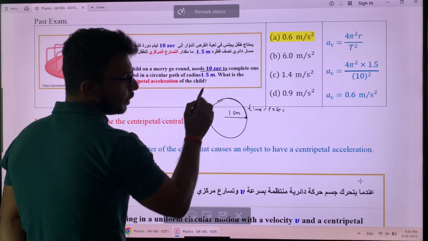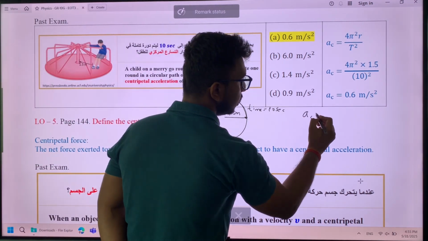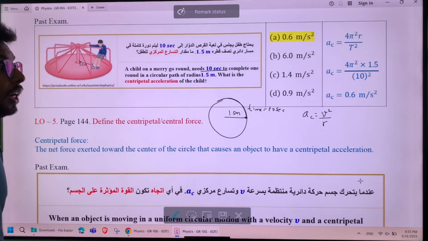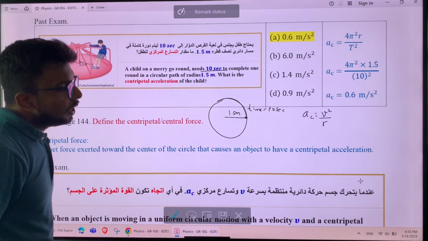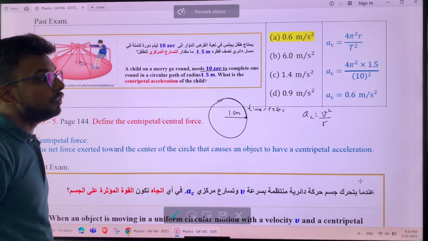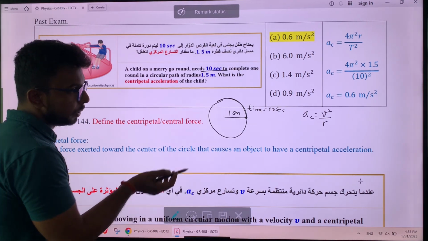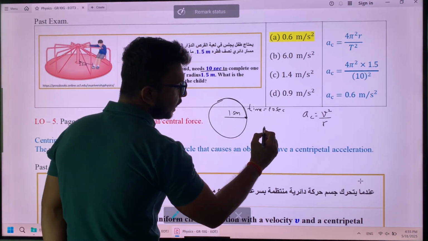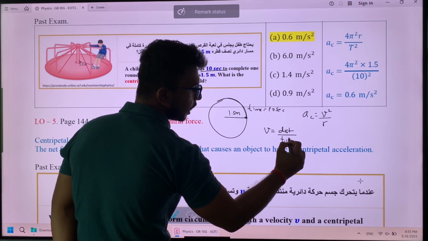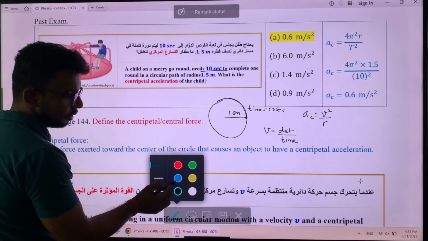We know the time here. This is very important: we don't know the speed. We only know the acceleration is v square over r. This is one equation which we know. Now, we have the radius, which is 1.5 meters, but we don't have the speed. But we have the time. If I know a little bit of mathematics, I know speed or velocity is given by distance over time. I have the time, but do I have the distance?